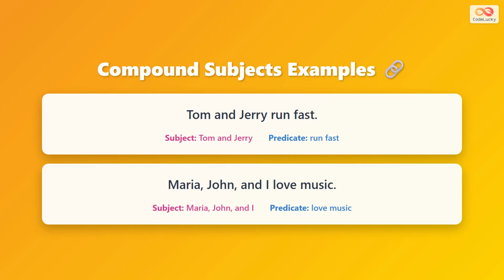Tom and Jerry run fast. Compound subject is Tom and Jerry, predicate is run fast. Maria, John, and I love music. Compound subject is Maria, John, and I. Multiple subjects still make one independent clause.